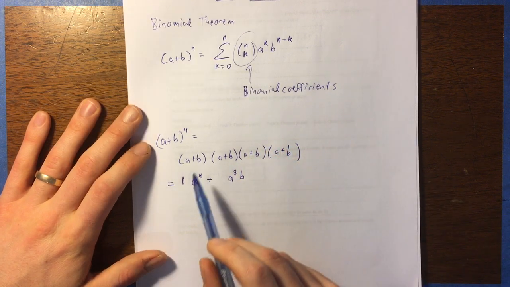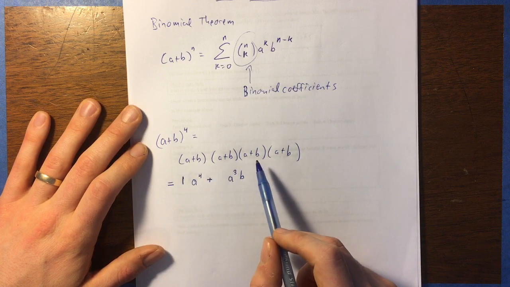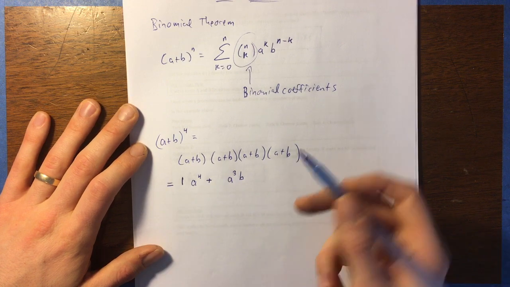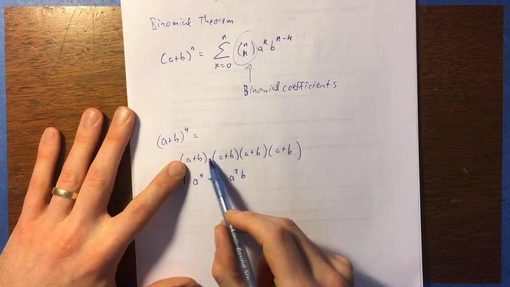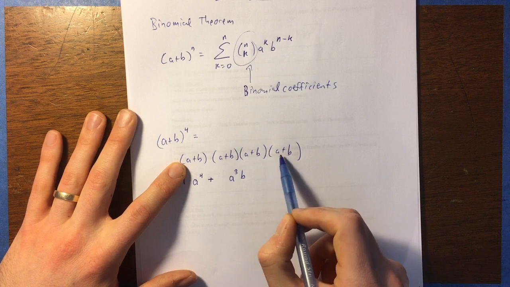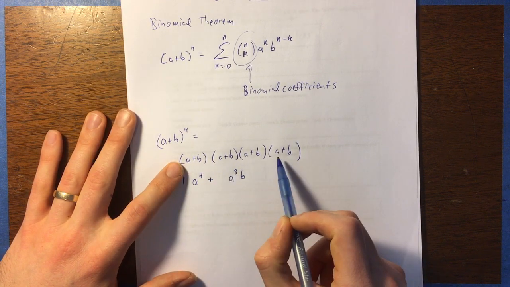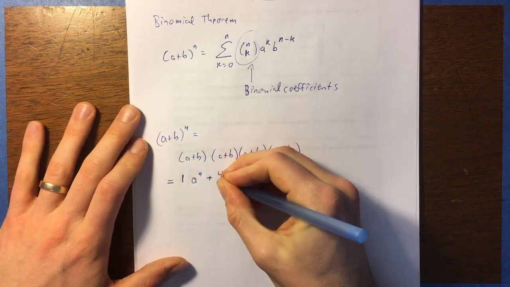And so of these 4 different copies of the binomial, we're going to choose 3 of them to be the a, and we're going to choose one of them to be the b, right? And how many of those are there? Well, we could do a, a, a, b, that's one way. We could do a, a, b, a, that's a second. Or we could do a, b, a, a, that's a third. Or we could do b, a, a, a, that's a fourth. So we have 4 of those total.